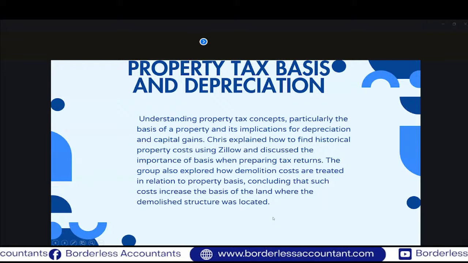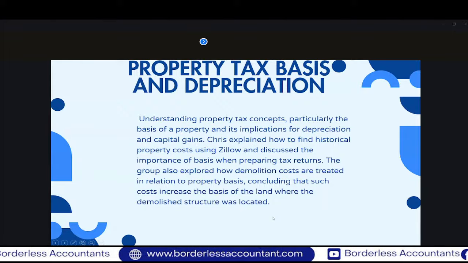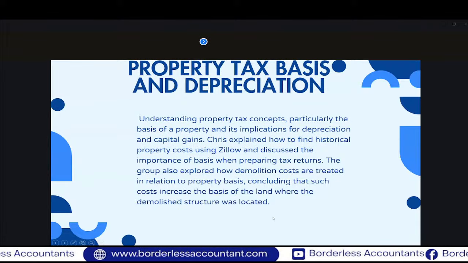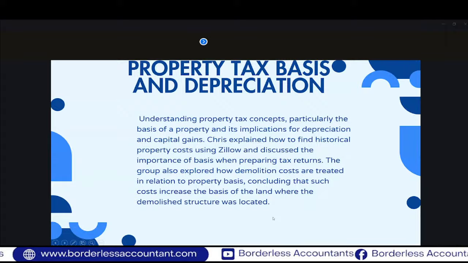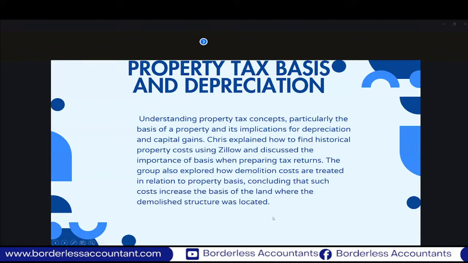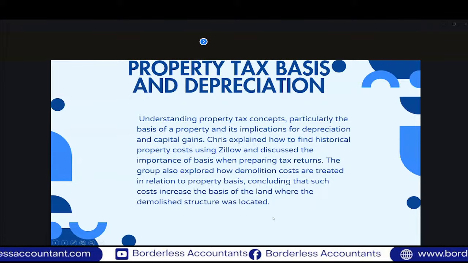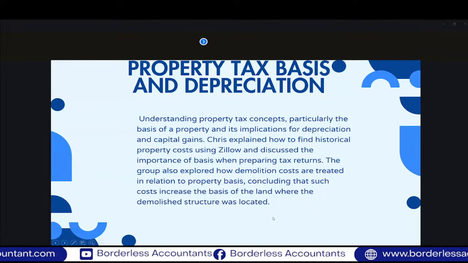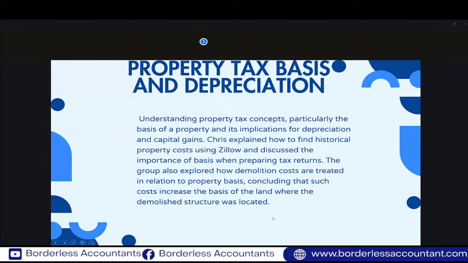Example: the original cost of the land is 100,000. The building being demolished is 200,000, less the depreciation of 50,000. The remaining building basis is 150,000. Then the demolition cost is 30,000. So we add 100,000 plus 150,000 plus 30,000. The new value of the property is now 280,000.